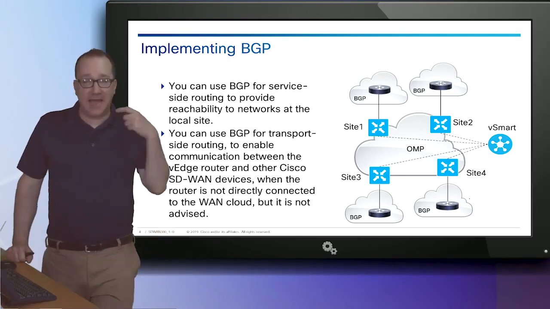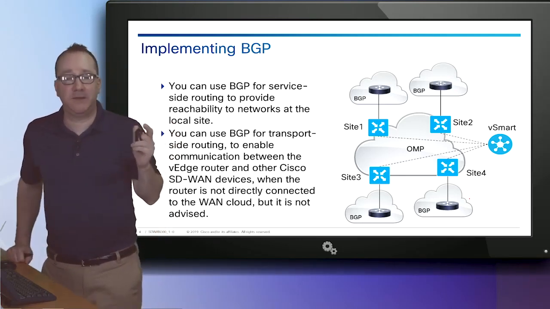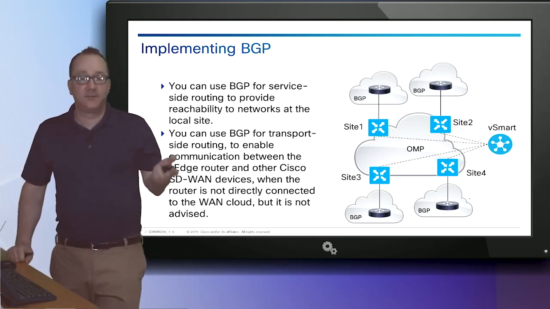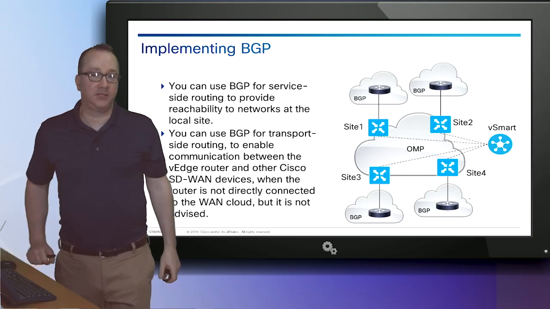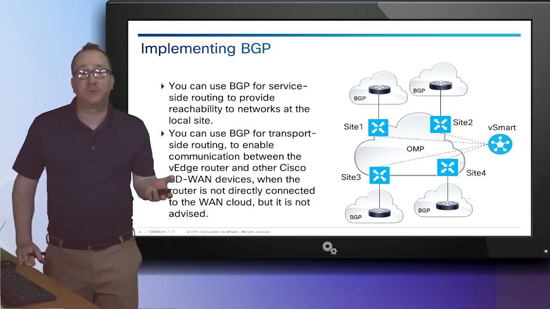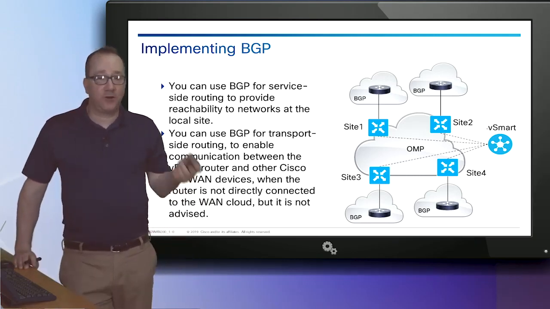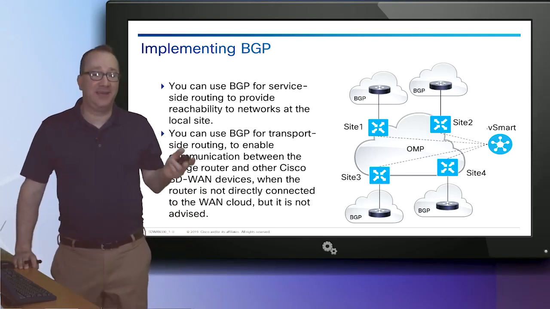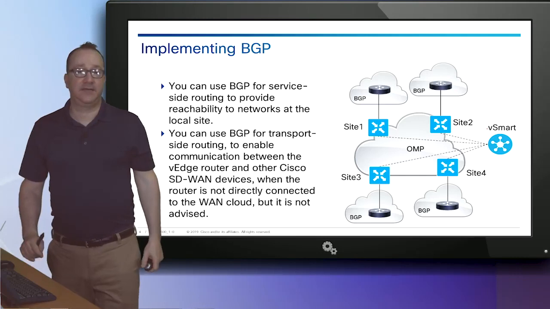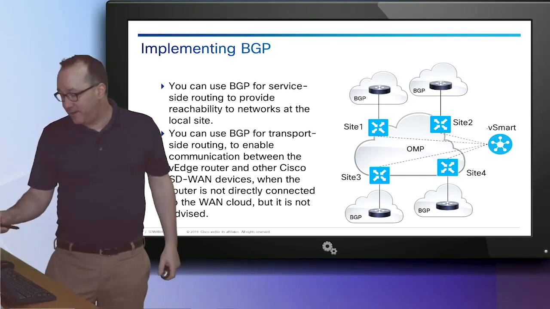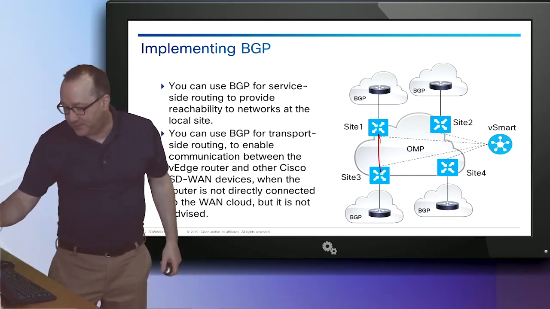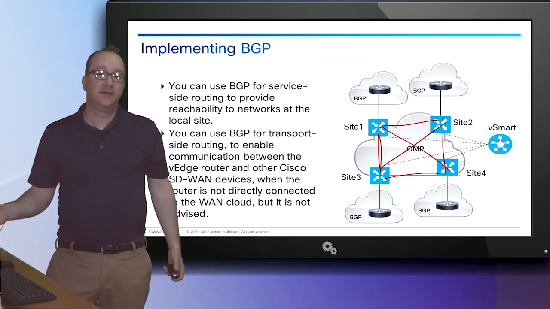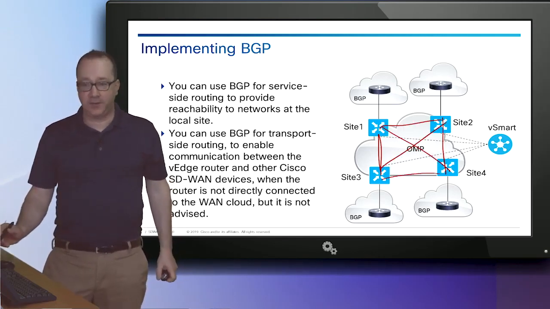And remember, as we said twice before, I think it may be 3, we don't recommend using routing protocols on the transport side. Just use a default route into the WAN edge. You can use BGP for all your service-side routing, and you can use it for your transport routing to enable communication between that vEdge and other Cisco SD WAN devices. We're not really going to run another routing protocol between these vEdge devices, other than OMP. There's really no reason to. OMP is going to handle everything we want to do.